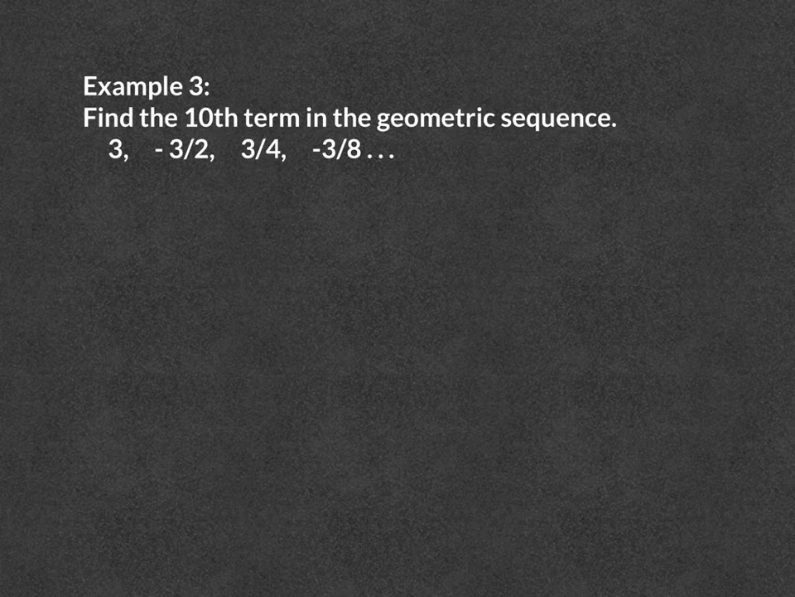Example number 3. Find the 10th term in the geometric sequence. I have 3, negative 3 over 2, 3 over 4, negative 3 over 8. So we're looking for the 10th term. As you recall, these are the same numbers from the previous problem. So we already found the common ratio. So I'm going to write that to the side. So r equals negative 1 over 2. Now to find the 10th term in the geometric sequence, we need a special formula. That formula is a sub n equals a sub 1 times r raised to the power of n minus 1.